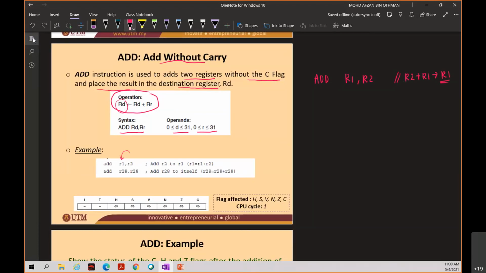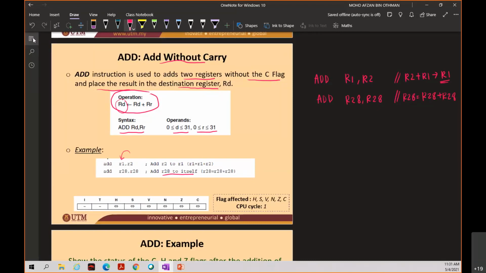If you're going to add R28 to itself, for example, just use ADD R28, R28. What happens here is R28 equals R28 plus R28. This one we assume that the content of the register is already there. If the value of the register is not there, then you need to load that value first.